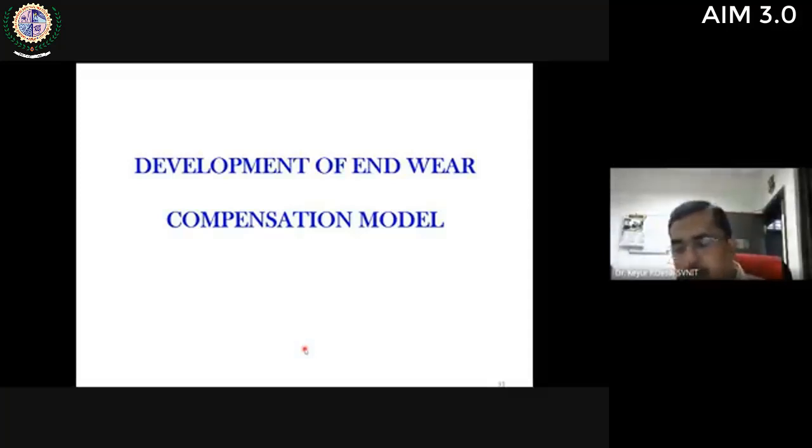So we wanted to develop a tool wear and compensation model with a viewpoint that if we develop this model, and using this model, if we can predict the total depth of cavity to be machined considering tool wear, then at the end of the experiment the depth achieved will be exactly as per our requirement.